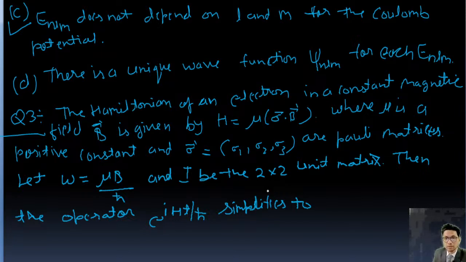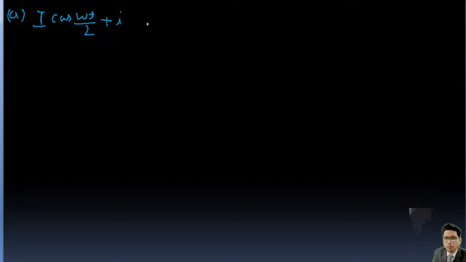Options are given. Option A: I cos omega t by 2 plus iota sigma dot B upon B sin omega t. Sorry, this is I, the unit matrix, the identity matrix.